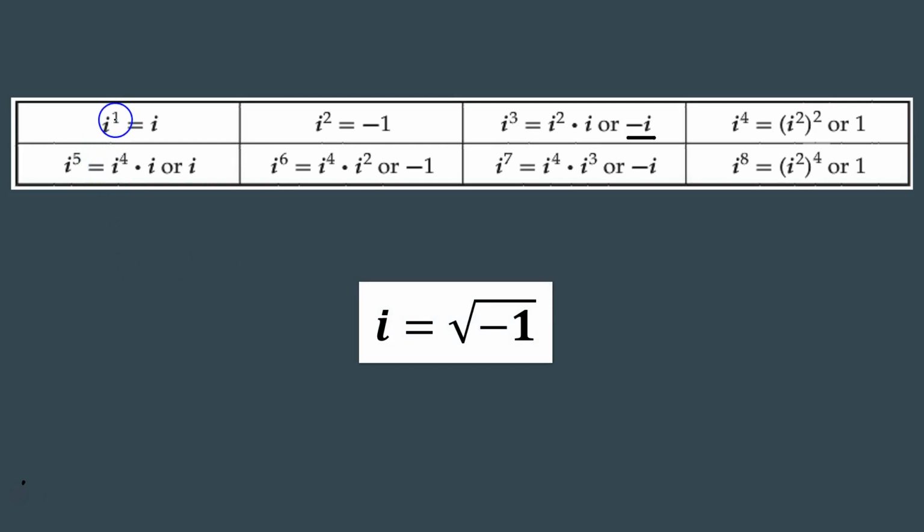So i to the first power is still equal to i. i to the second power is equal to -1, i to the third power is equal to -i, and i to the fourth power is equal to 1. And then it starts repeating this process. So if you just memorize the first four, that's all you need to do.